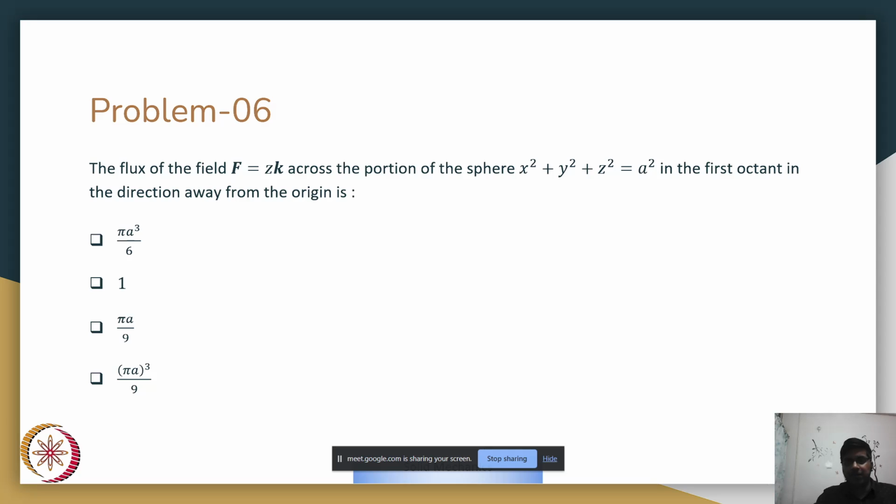The sixth problem of the day. So this time I won't go around it the entire way, but we want to calculate the flux of this field in this particular octant.